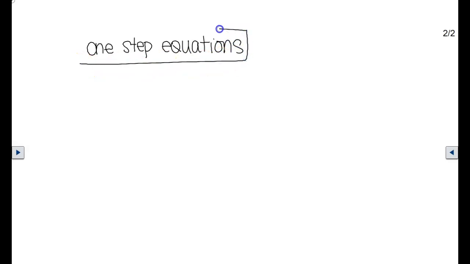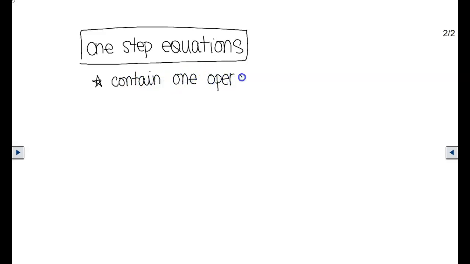Now today, we are going to be focusing on one-step equations. We're actually going to do a couple of days of this. When we talk about one-step equations, what I need you to know is that they contain one operation. Now when I say they contain one operation, what do I mean by that?